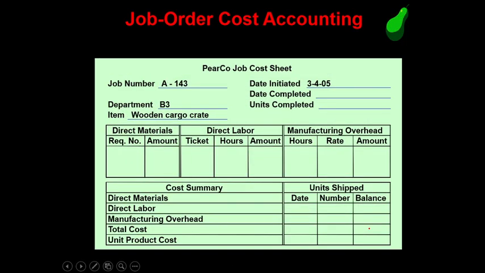This is now an example of a job cost sheet. Let's look at the elements. Here you have job number A143 under department B3. What are they making? They are having a wooden cargo crate made. It is not yet completed but it was initiated on this date. As we notice, here you will have the cost for direct materials, direct labor, and manufacturing overhead. Then we summarize them so that in the end, we'll be able to compute the unit product cost.